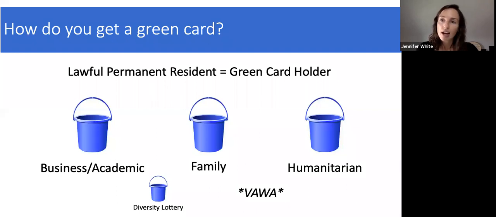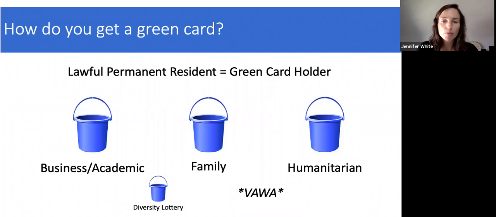VAWA is the Violence Against Women Act. It is a poorly named law because it doesn't just protect women, it protects men, women, children. And I situated VAWA where I did, in between the family and the humanitarian buckets, for a reason. Humanitarian immigration options are kind of self-explanatory. It's humanitarian because basically the laws are rooted in mercy rather than some other policy reason. Like with the business academic options, the policy reason is that we want to attract talent into the US. That's why we have those options.